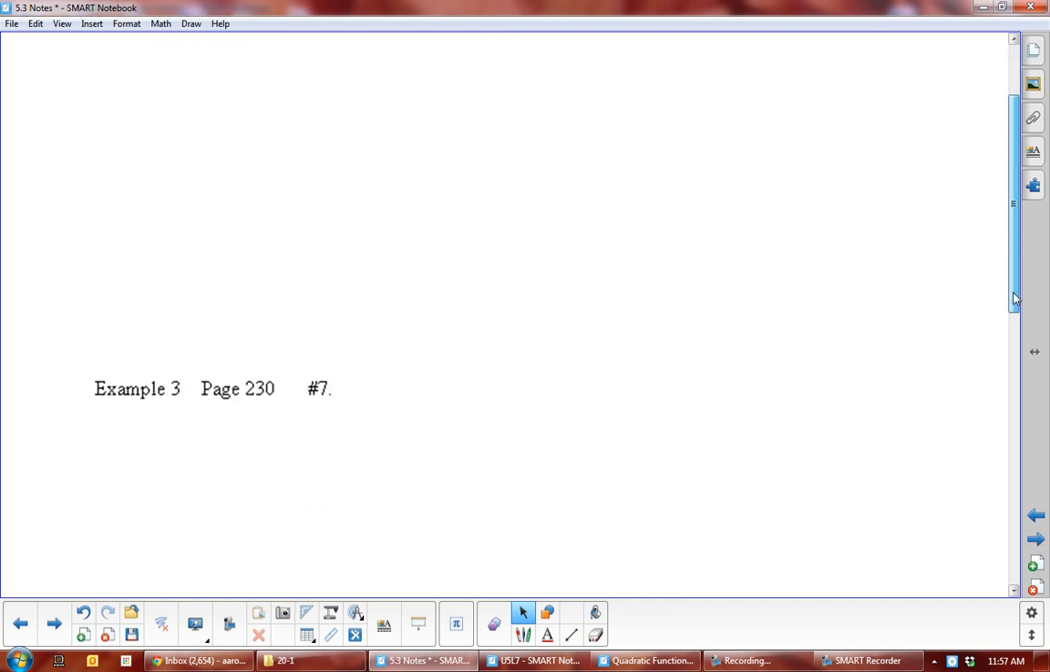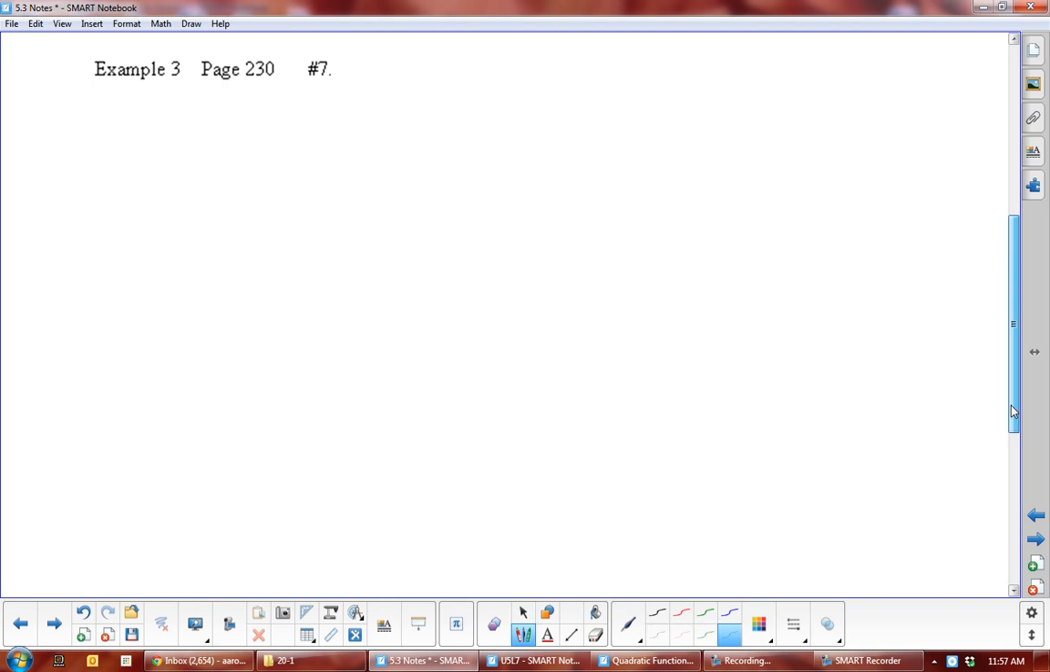Okay, that was the room to be able to draw it. Okay, so page 230, number 7, we'll just write down the question. You want to sketch the graph of the continuous function with the following conditions.